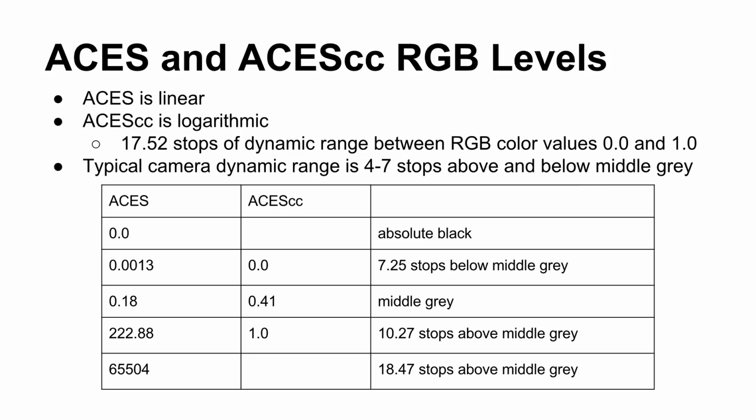The dynamic range of ACEScc between color values 0 and 1 is much larger than almost any video camera. A typical video camera will have its minimum value somewhere between 4 and 7 stops below middle gray, and its maximum value about 4 to 7 stops above middle gray, which could be anywhere from 2 to 20 in ACES or about 0.6 or 0.7 in ACEScc. ACEScc actually allows values below 0 and above 1, but in practice you won't have to use them.